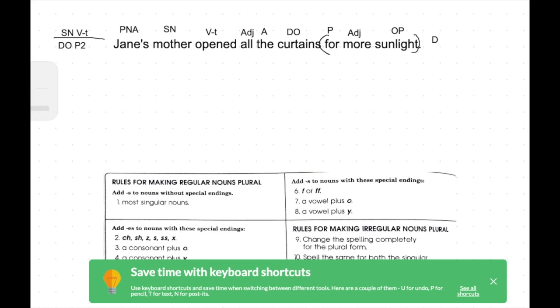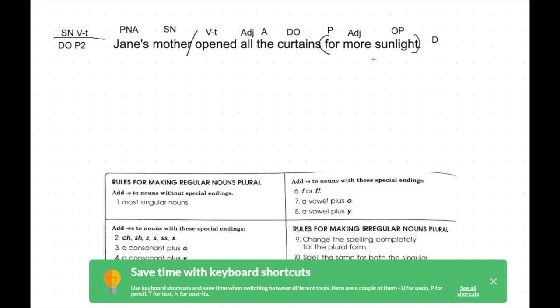Divide your sentence. Let's go to the verb so we know where to divide. So this is not an inverted sentence. The verb is just in a normal spot. So Jane's mother is the complete subject. Opened all the curtains for more sunlight is the complete predicate. And that is how we classify that sentence. So that was just some extra practice for you. If you were able to do that all correctly on your own, then you're classifying sentences pretty well.